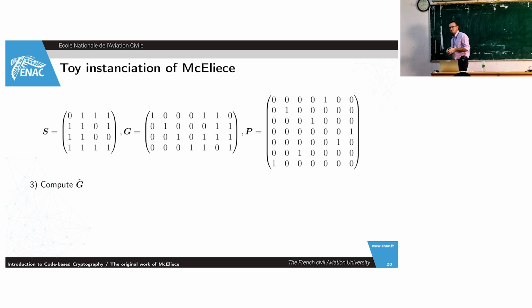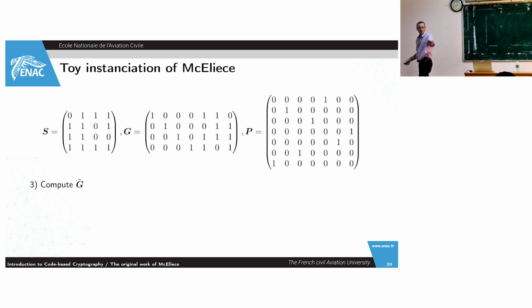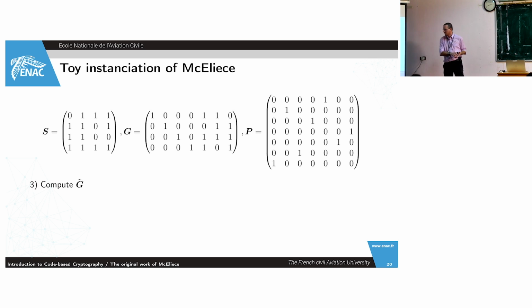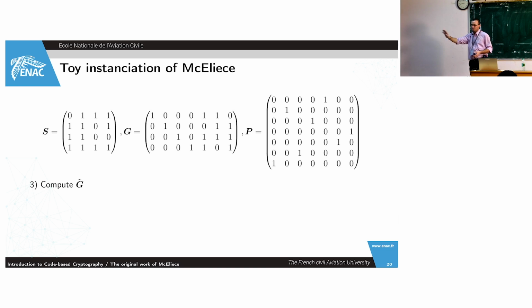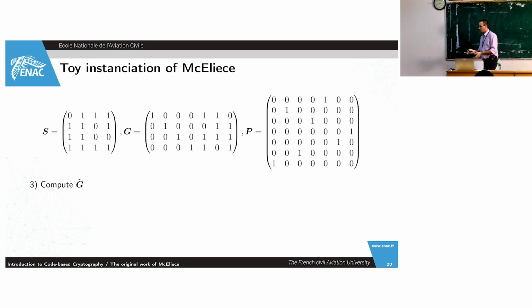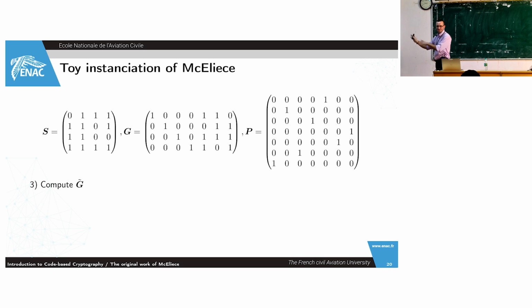So now, the longest part, we have to compute S times G times P. You know how to do matrix multiplication. We just have G tilde equal to this. Trust me. I have not done this by hand. I asked Sage to do this.